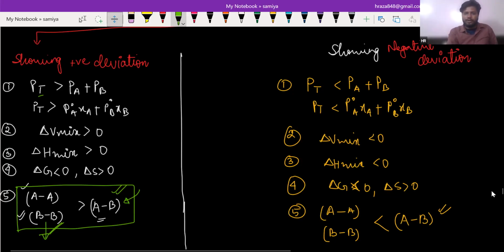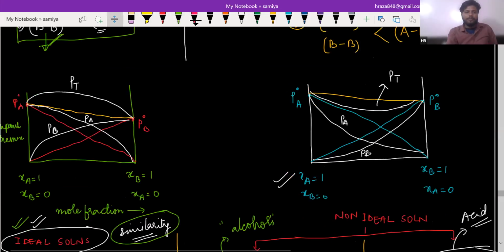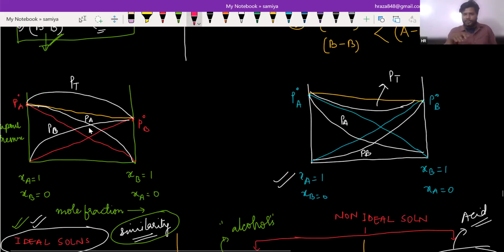That's why when we draw the graph, the straight line is for the ideal solution. And with respect to the ideal solution, if you go for positive deviation, the solution particles have less force of attraction. That means more vapor pressure. That's why total vapor pressure is like this. Are you getting my point?